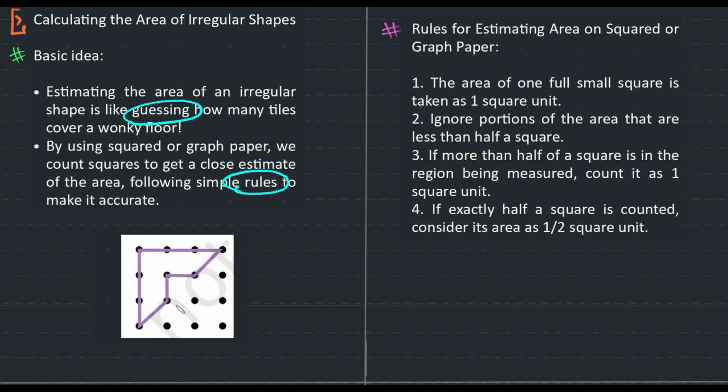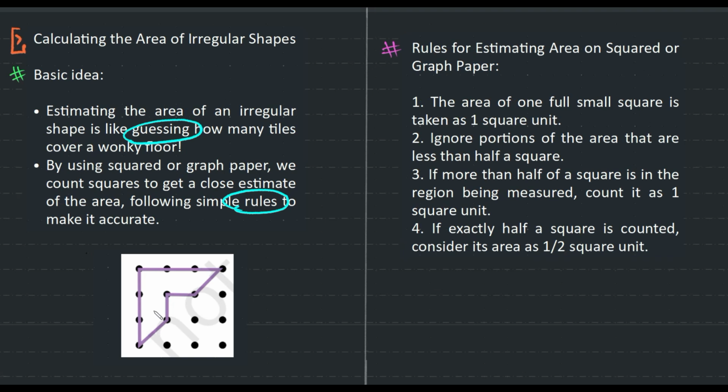Let me explain it with this example. I have an irregular shape. Imagine that this dot dot structure is your square grid or a graph paper, right? What I'll do is I'll count how many full squares the structure is occupying. For example, this is one full square. This is another full. This is another full. This is half and this is half. So this is 1, 2, 3, half and half. Half and half will give me 1. So this is basically 4 squares.